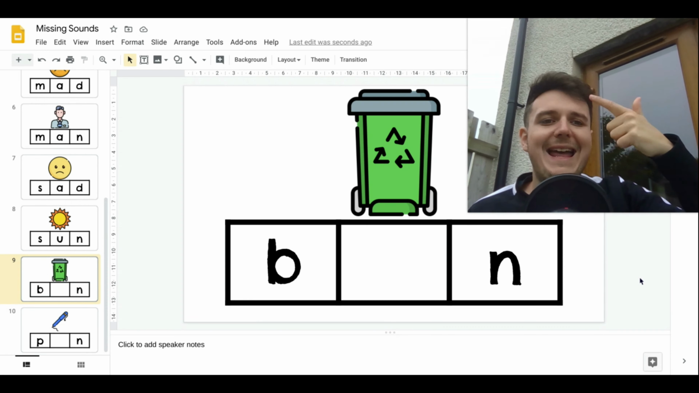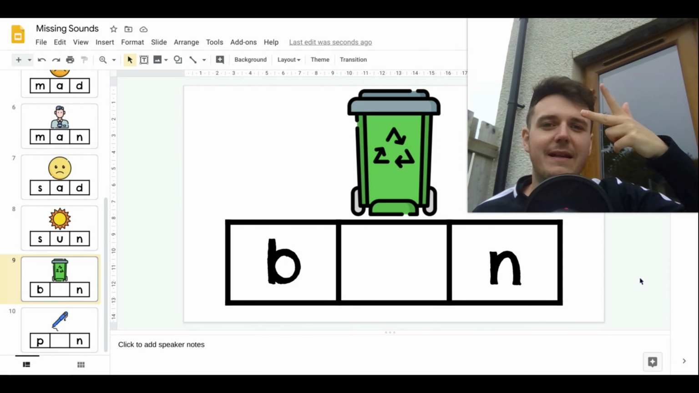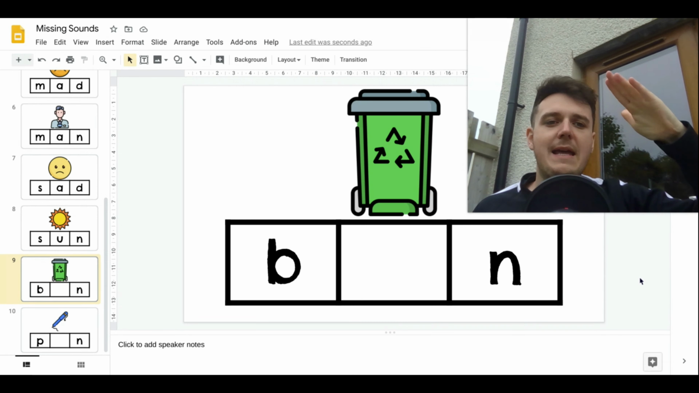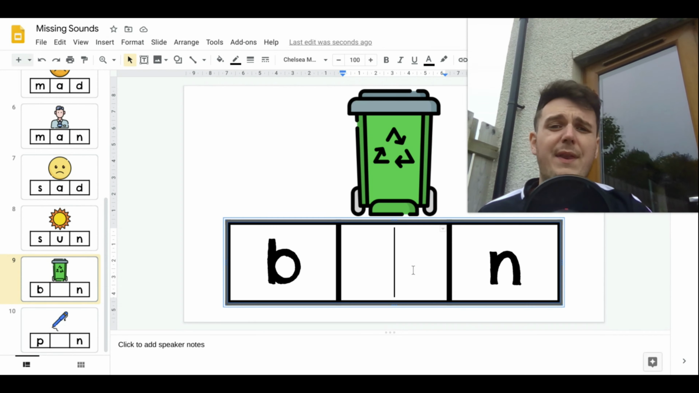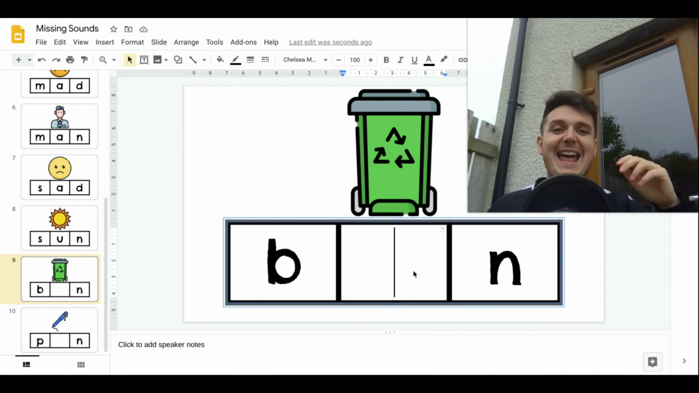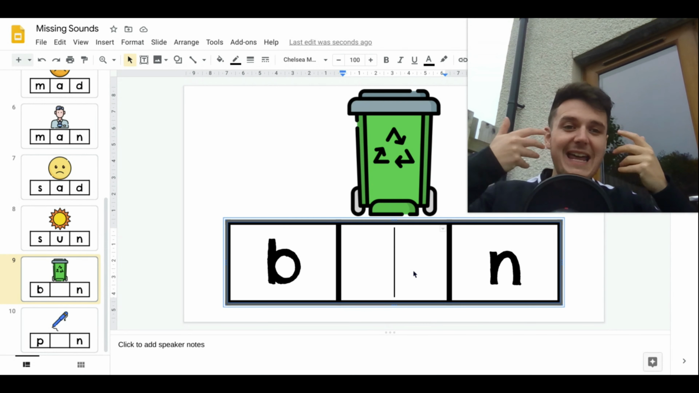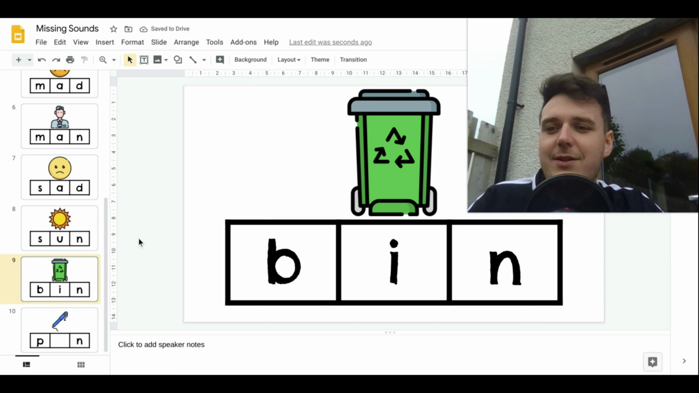Bin. B-in, bin. I wonder what that missing sound is. That's right. Inky Mouse. There we go. Good job.